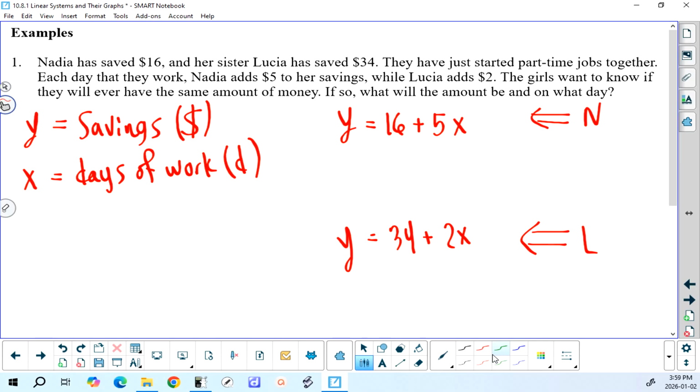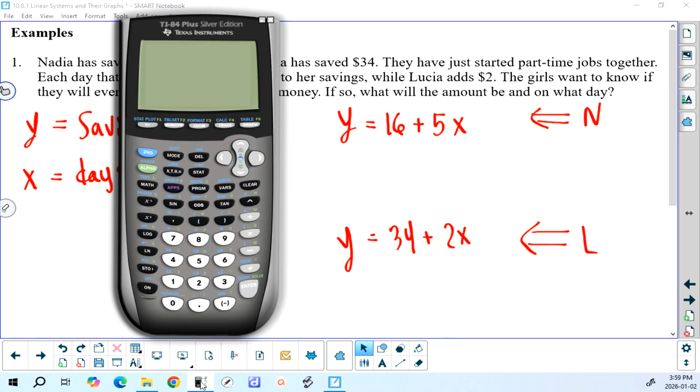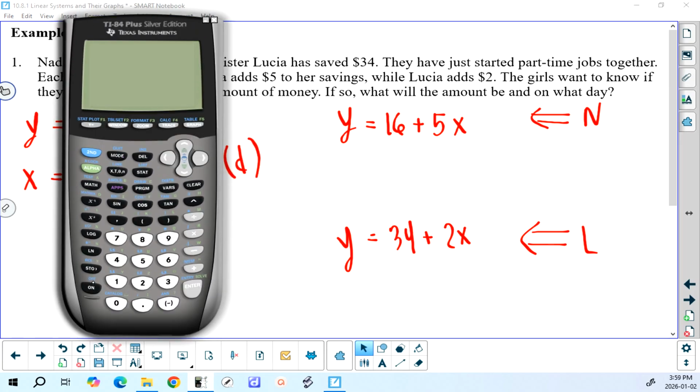Now, I'm not giving you grid paper for this. There's a couple of different ways that we could solve this. We could use a table of values, but I'm not going to. I'm going to jump now to our graphing calculator. So what we're going to do is go to y equals in the top left corner. If you have anything entered in there, you're going to clear it. And I'm going to put Nadia's in for y1, which is 16 plus 5x. And for equation 2, which is Lucia, I'm going to put for y2, which is 34 plus 2x.